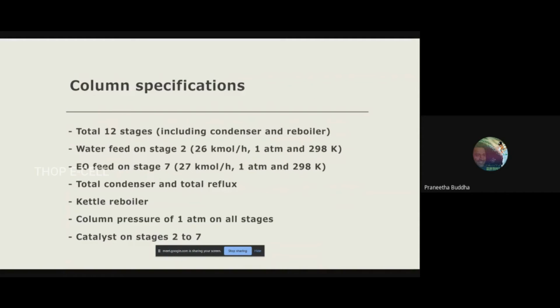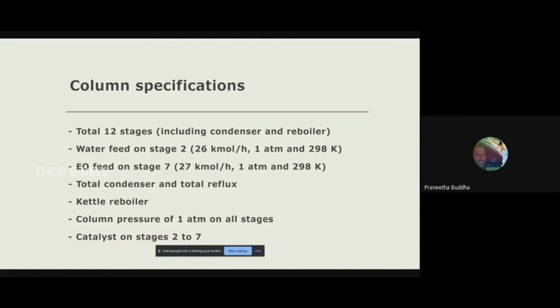Column specifications. There are 12 stages in total, including the condenser and reboiler. Water is fed on to stage 2 with a flow rate of 26 kmol per hour at 1 atmosphere and 298 Kelvin. Ethylene oxide is fed on to stage 7 at 27 kmol per hour at 1 atmosphere and 298 Kelvin. Total condenser and total reflux conditions are maintained. A kettle type reboiler is used.